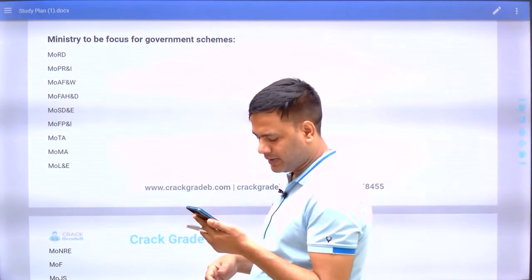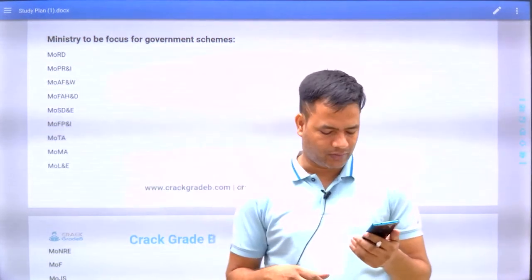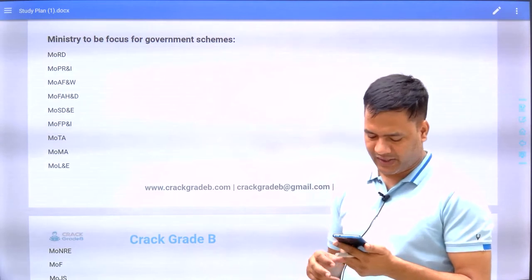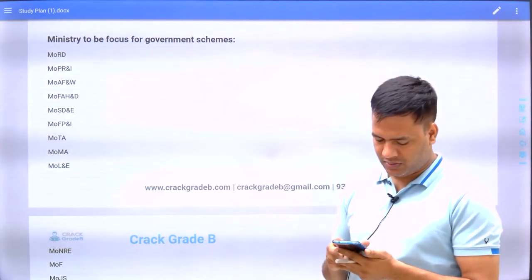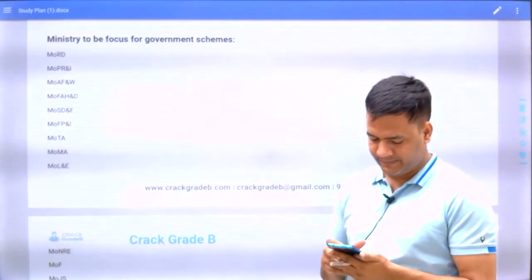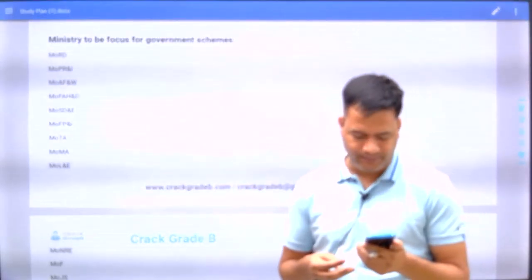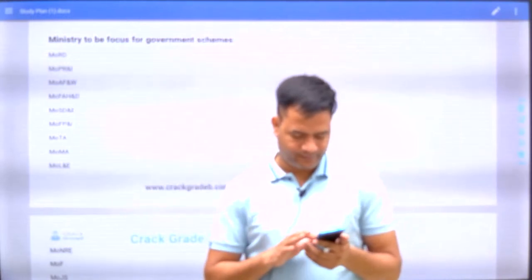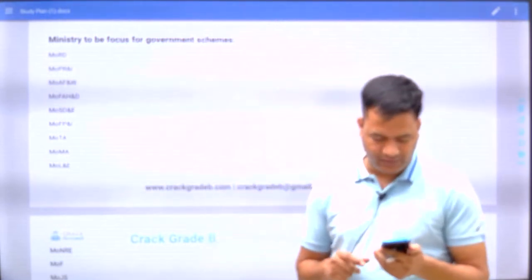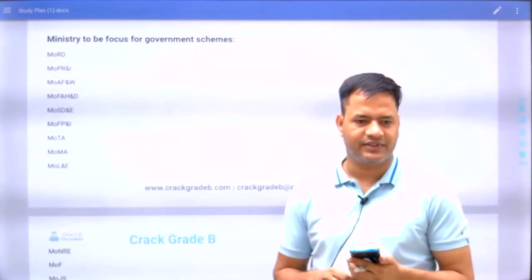So can anyone tell me the flagship schemes under the Ministry of Rural Development? What are the flagship schemes? You can comment. One person has commented: PMKSY. Yes, MGNREGA, NRLM, Swamitva scheme, Urban Mission. Yes, these are the important schemes.